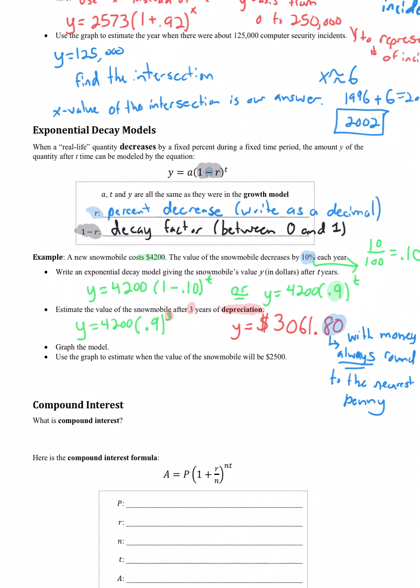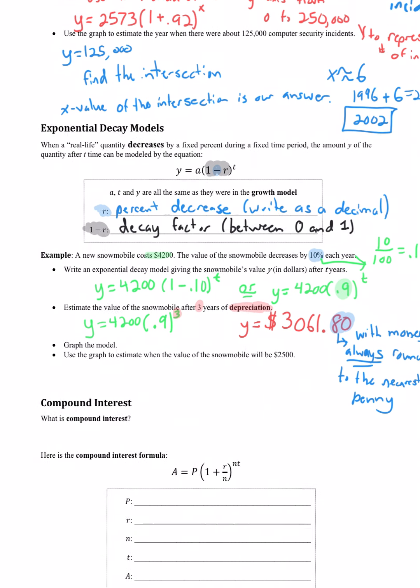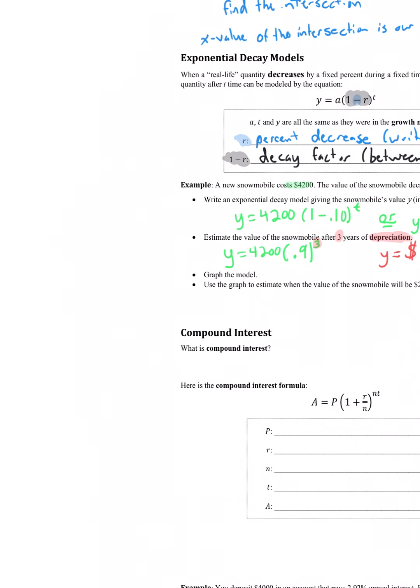So now, what we'd want to do for this one is graph it the same exact way. You do y equals 4,200 and then the 1 minus 0.1 or the 0.9. You can do either one. And then you're going to use the graph to estimate when the value of the snowmobile will be about $2,500. This time, I'm just going to sketch it over here. We're not going to actually graph it on Desmos. You can if you want. Exponential decay is going to look like this. It's going to get closer and closer to 0. And then our $2,500 is probably going to be somewhere over here.